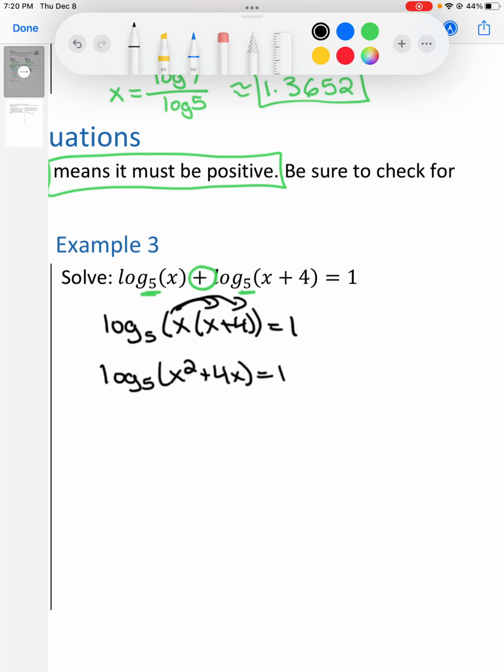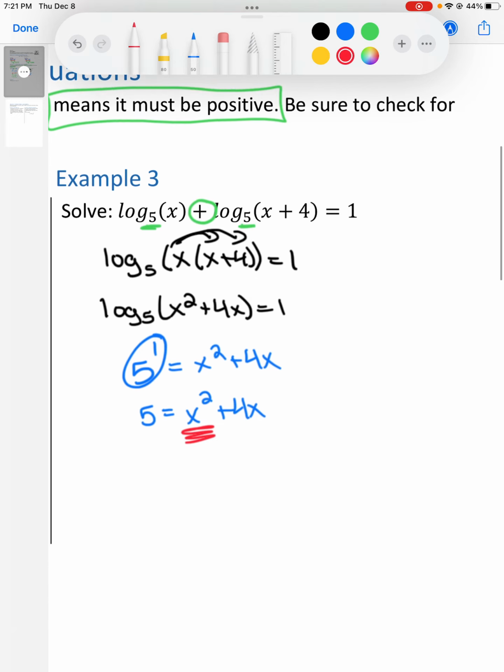So now we can do the same thing we did before. Write it as an exponential. So the base of the exponential is 5, the exponent's 1, and that equals x squared plus 4x. Okay, simplify that is just 5. Now I have an x squared. So that means it's quadratic. How do we solve quadratics? Well, we factor, and in order to factor, what has to happen on one side? It has to be 0. So we minus 5. So we have 0 equals x squared plus 4x minus 5.